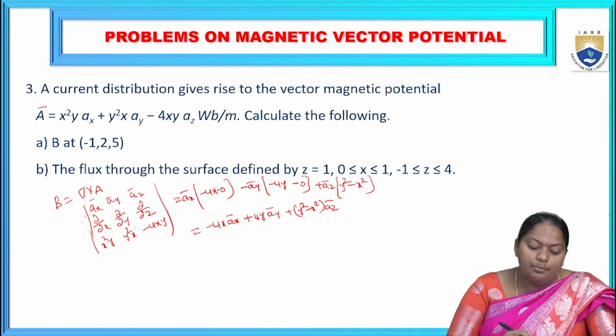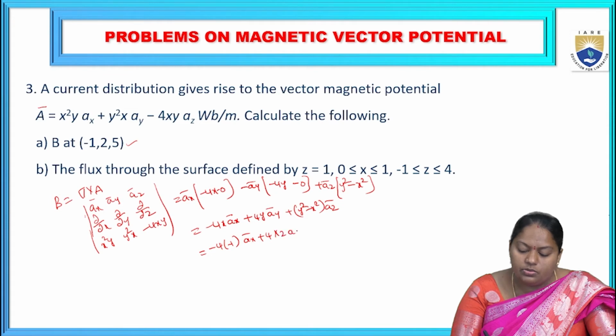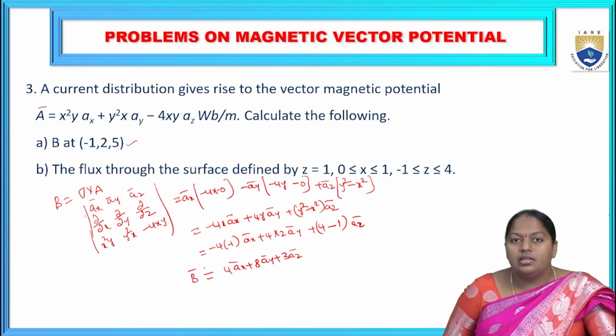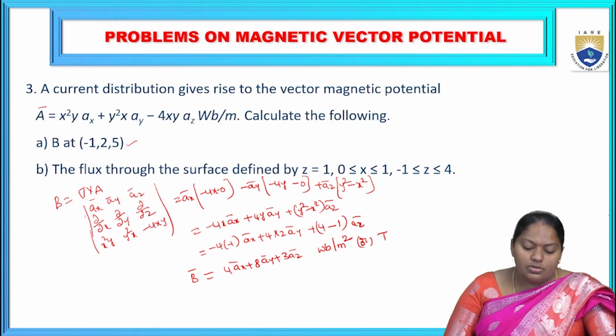So first we have to find B at this particular point. Hence, substitute x by minus 1, y by 2 and z by 5 in this. Then minus 4 into x value is minus 1 into ax plus 4 into y is 2 into ay plus y square as 4 minus x square as 1, means minus 1 into az, which is equal to 4ax plus 8ay plus 3az, the value of magnetic flux density to be obtained. Generally, this can be measured in Weber per meter square or Tesla. Then this is the value to be substituted over here.